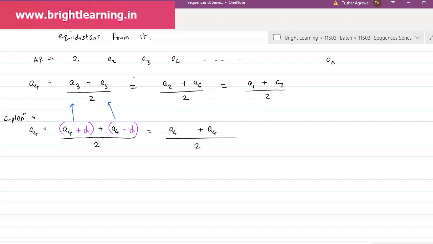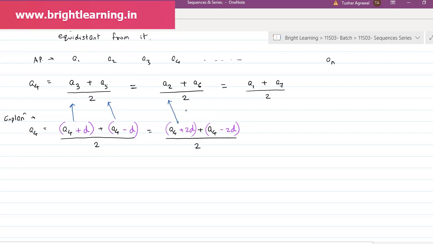So this time what I will do, I don't add D, I will add 2 times D, and at the same time subtract 2 times D. Means I actually have added 0 only. So when I'm adding 2 times D to A4, where is it leading me? It is leading me to the second successive term.